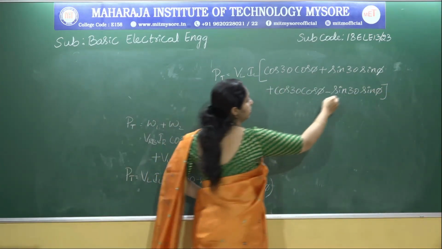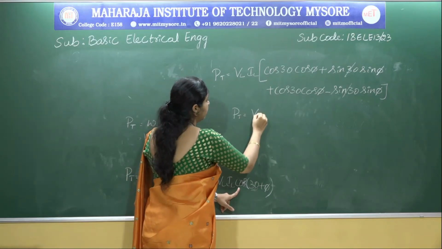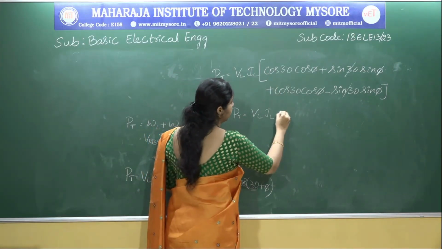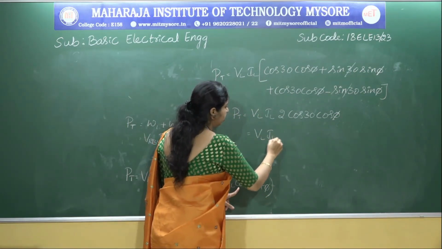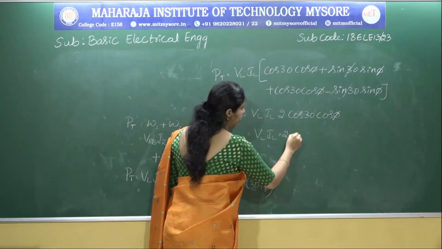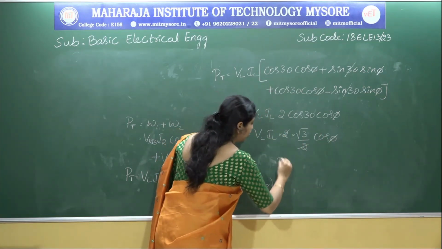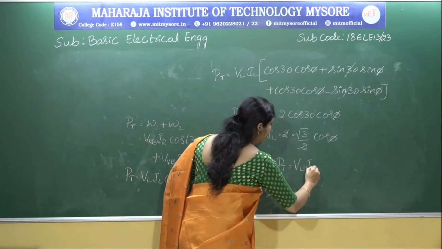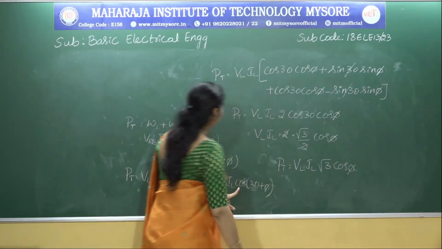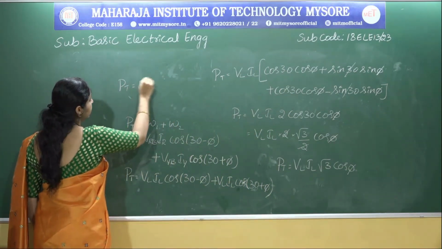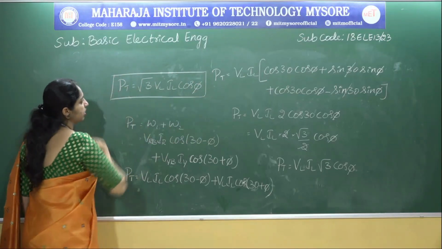So look at this equation. In this equation, plus sin 30 sin phi minus sin 30 sin phi gets cancelled. So total power is equal to VL IL, it is 2 times, right? So 2 into cos 30 cos phi, and what is cos 30? Cos 30 is equal to root 3 divided by 2. So 2 gets cancelled. So remember the total power is equal to VL IL root 3 cos phi, or finally we can have the total power as root 3 VL IL cos phi. Hence this equation is proved.